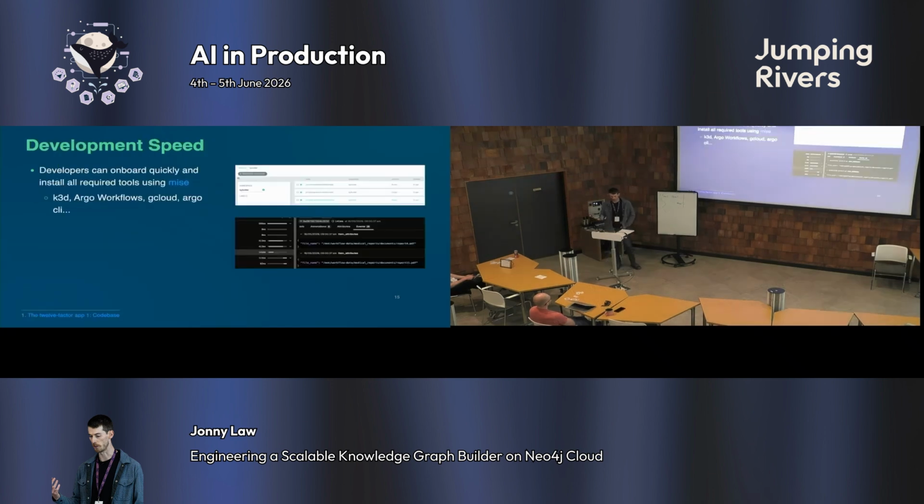And so for development speed, we use something called Mies. This is a tool which can automatically install all of your developer tooling. And we use K3D because we use Kubernetes in production. K3D is a lightweight Kubernetes that we run locally, so you can test your orchestration works from your local machine.